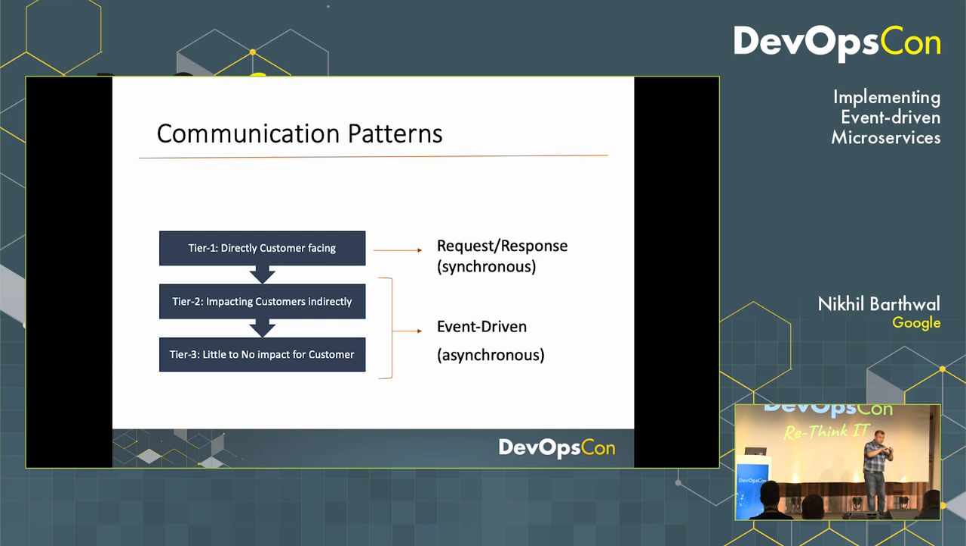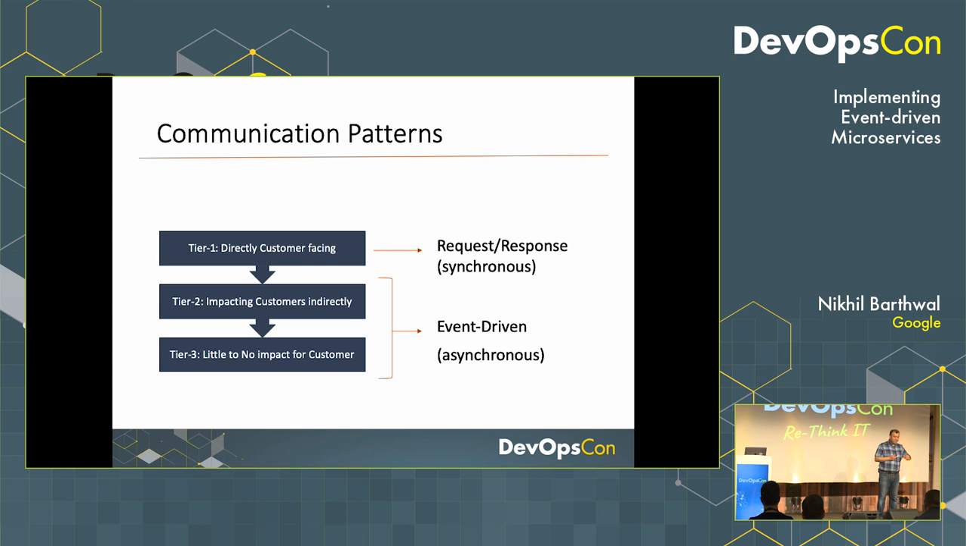Obviously, there's only a small part of the services that are user-facing, right? If you have like 10,000 services running, your user is probably interacting with 400 or 500. They're not going to be interacting with all of them directly. So that particular layer is usually implemented using request-response, a more synchronous way, and the rest of it is event-driven. Tier 2 would be an example product service, right?